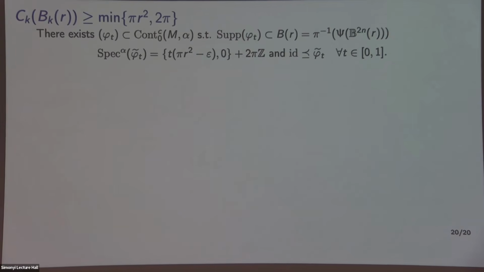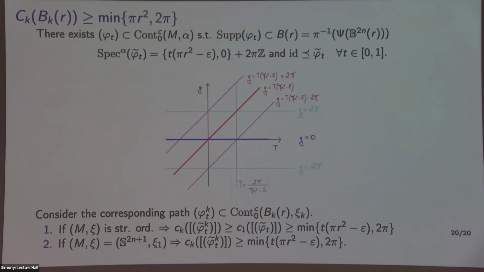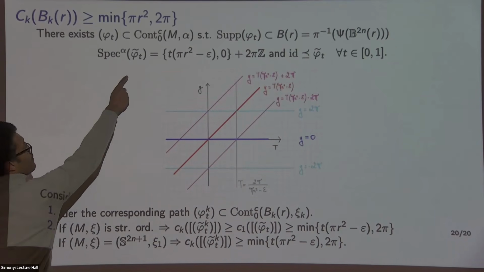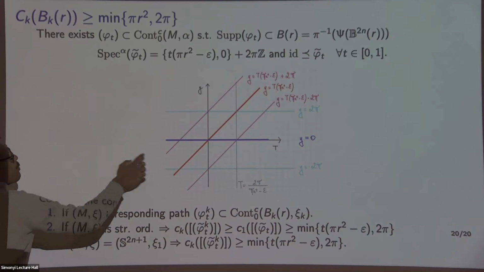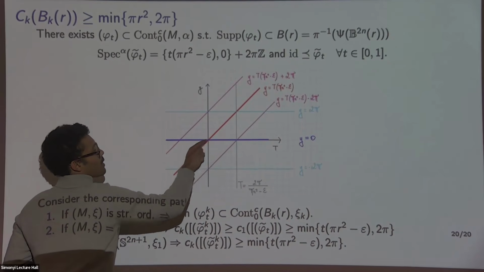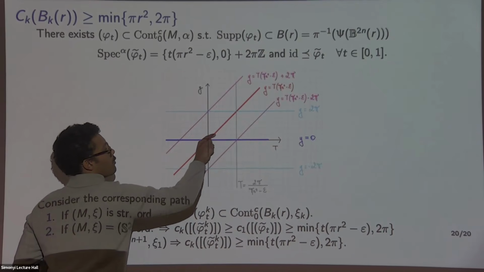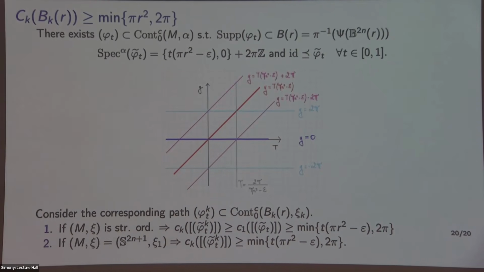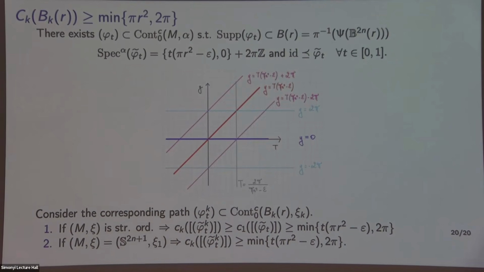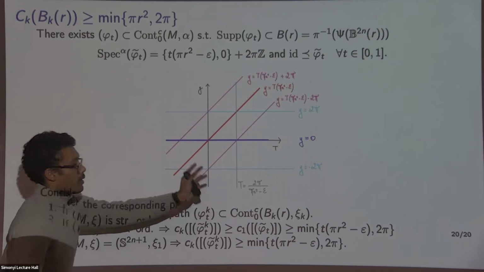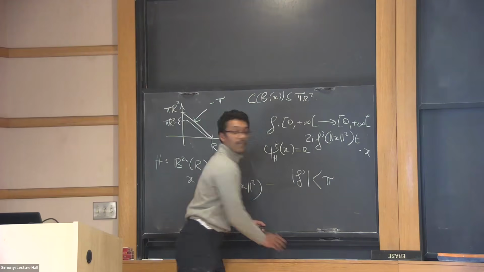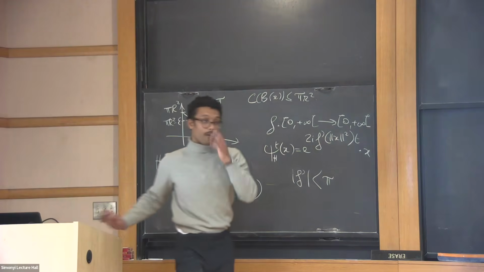And then you argue using the spectrum that the capacity of the ball, so the capacity of this contactomorphism, you know that it is non-degenerate, it cannot go on this blue line, it has to go on this red line, and you can deduce that the capacity of this contactomorphism is greater than πr². And, okay, sorry, I am a bit over time, but thank you for your attention.